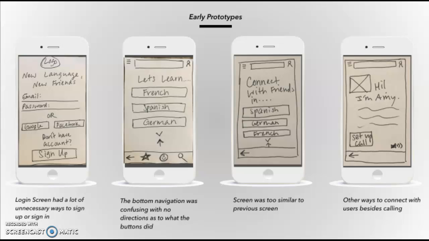In the next one, the bottom navigation was super confusing and didn't give any directions on what the buttons did at the very bottom. The third screen was too similar to the previous screen before, so it was almost unnecessary. And in the last one, someone mentioned they'd like other ways to connect besides just calling someone.